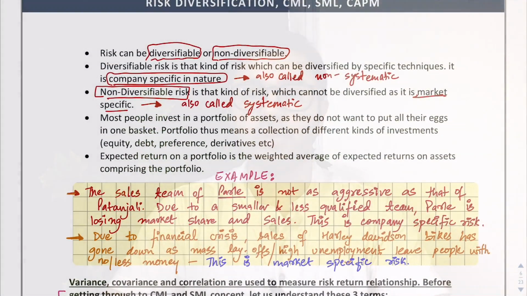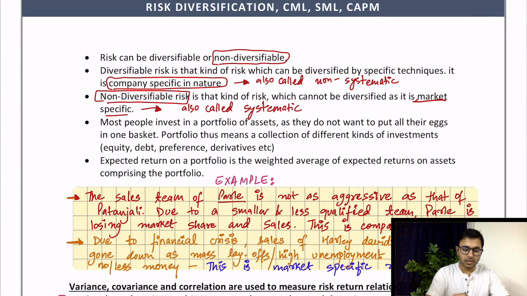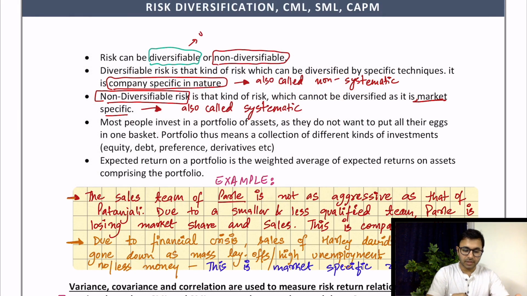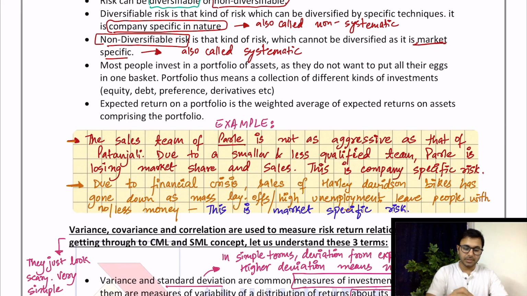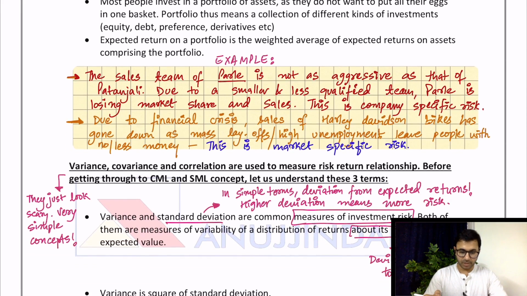Okay. So first of all, let's talk about the difference between them, and then we'll move forward and talk about standard deviation, variance, covariance. Risk can be diversifiable and non-diversifiable. Unsystematic is diversifiable and systematic is non-diversifiable. Diversifiable is also unsystematic, and non-diversifiable is systematic or market risk. I had taken an example to explain the major differences between them, but let's talk about them again. Diversifiable risk is that kind of risk which can be diversified by specific techniques, company specific in nature. Non-diversifiable, on the other hand, is market risk, also called systematic, and cannot be diversified.